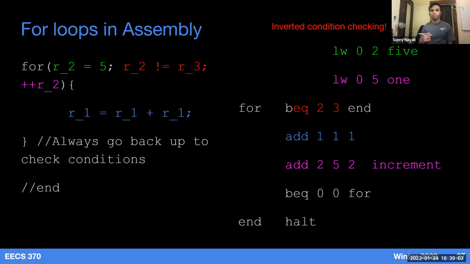So the composition of this goes as follows. When we're trying to initialize something to a certain value, in this example we are trying to initialize register 2 to 5. So we could do this using a load instruction.